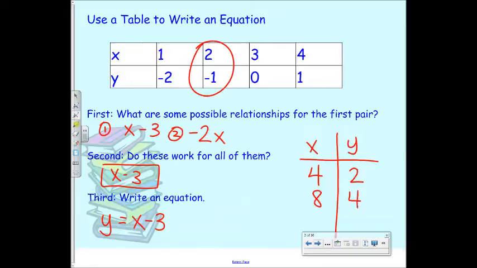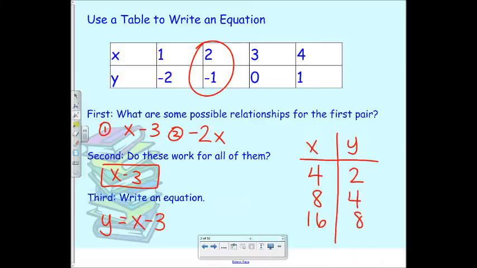All right, take a look at this second table. How could I go from this first x to y? How can I go from 4 to 2? Brendan? You could either divide by 2 or what? Subtract 2. If I go down to this second one, which one of those rules works? Divide by 2. So the rule here is divide by 2. So that means my equation would be y equals x divided by 2. And that would be the equation of that function. Because no matter what, it always works.